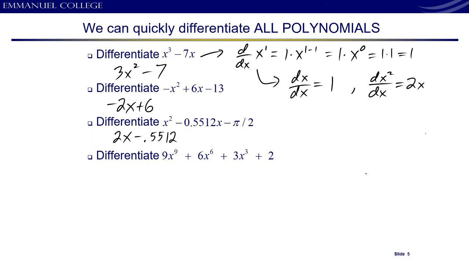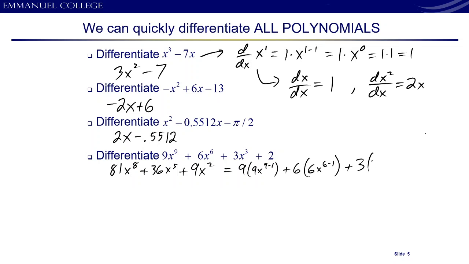What about this one? 81x to the 8 plus 36 to the 5th, and then 9 to the 2nd. Because this would be 9, and then 9 times x to the 9 minus 1, plus 6 times 6x to the 6 minus 1, plus 3 times 3x to the 3, not minus 2. Three minus 1. And then you can think plus 0.